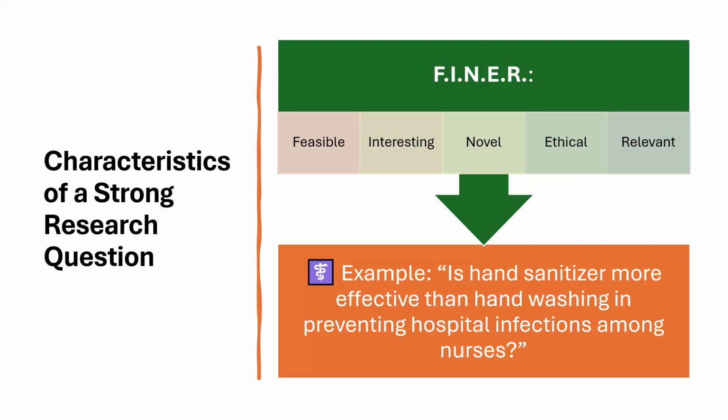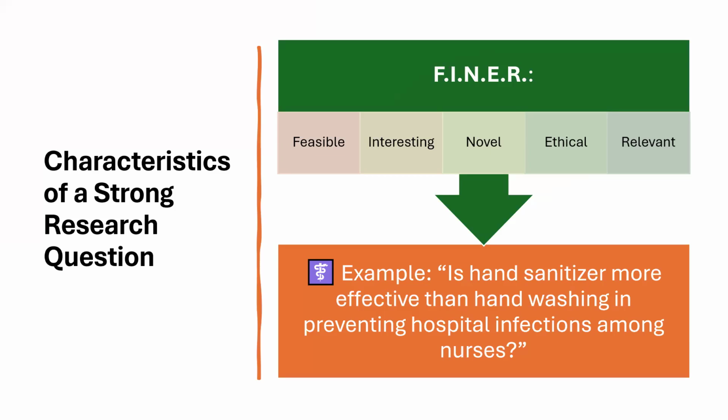And what will be the characteristics of a strong research question? Now we will study that particular thing. The main criteria for a research question is the FINER criteria, which we have already studied: feasible, interesting, novel, ethical, and relevant. The research question must be feasible, interesting, novel, ethical, and relevant.